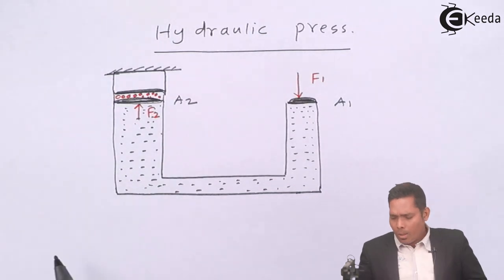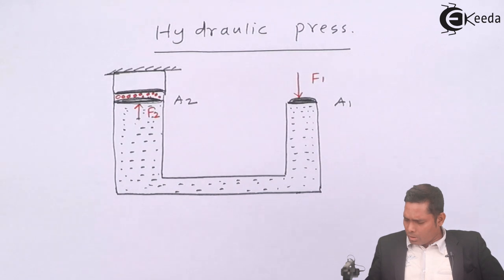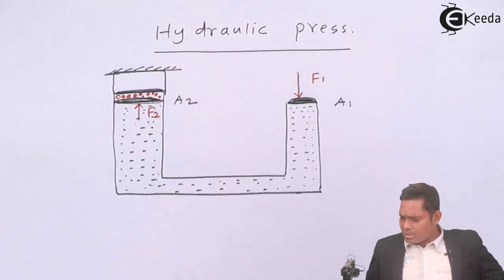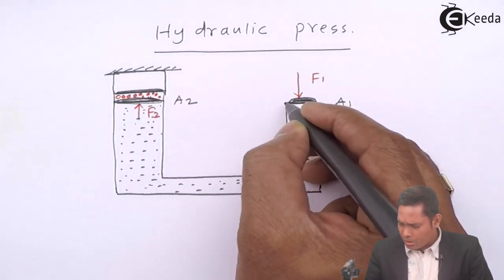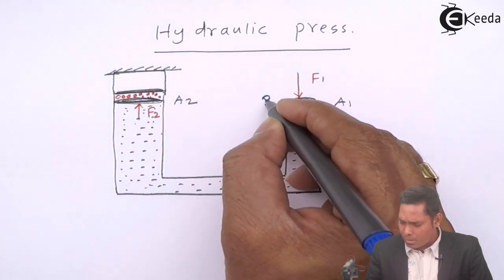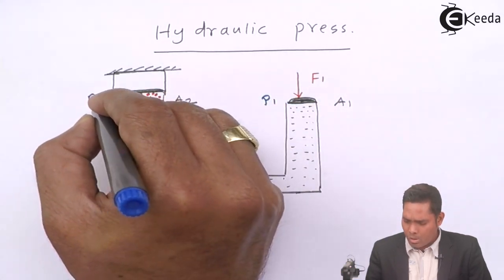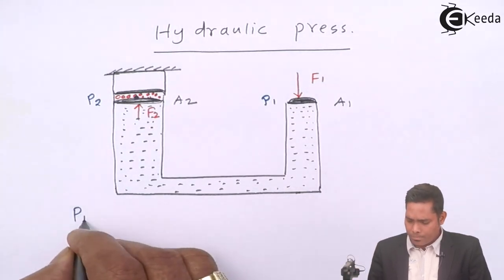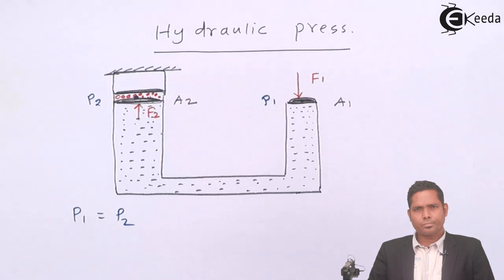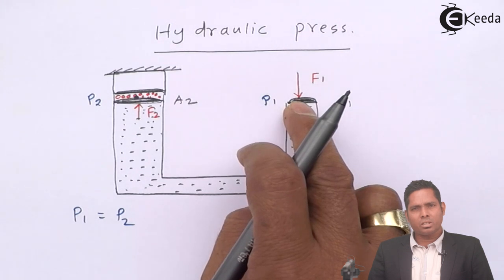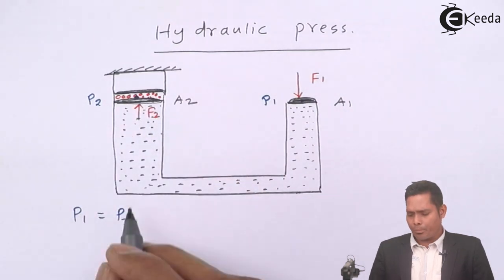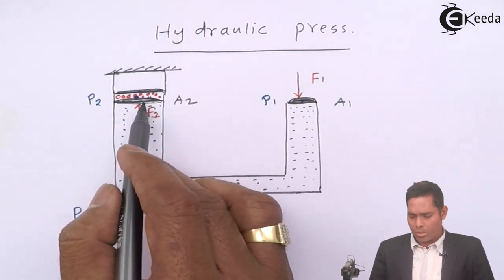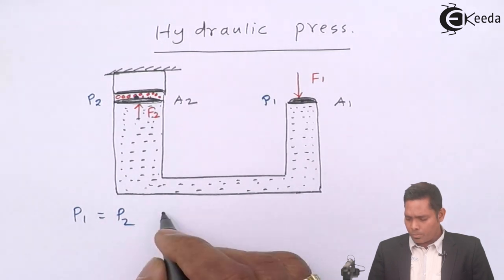So now how Pascal's law is used: Pascal's law is based on the pressure. The pressure here and the pressure here will be the same. Suppose the pressure here is P1, and the pressure developed here is P2. According to Pascal's law, P1 equals P2. What is P1? The pressure that is applied at this end where the area of cross section is less. What is P2? The pressure that is developed at this end where the area of cross section is more. Now, according to Pascal's law, P1 equals P2.